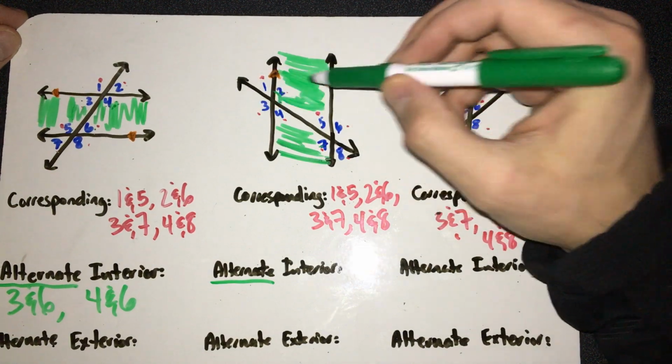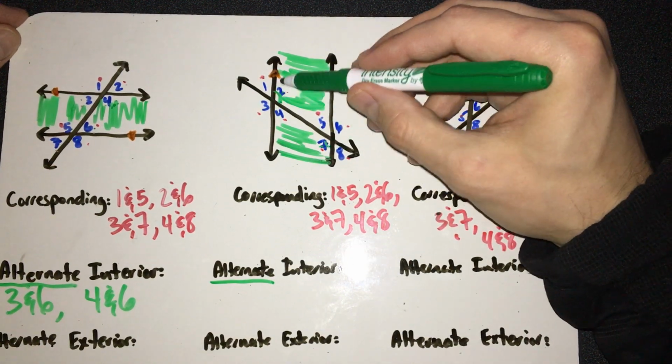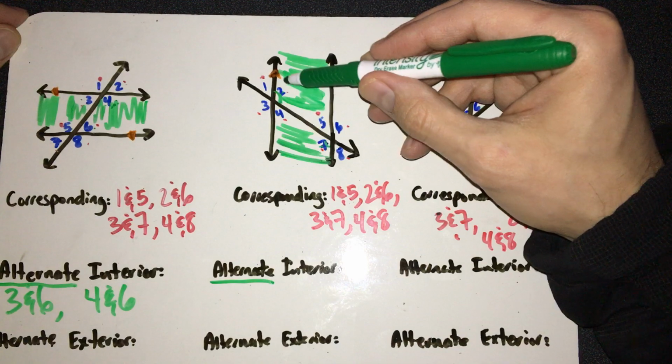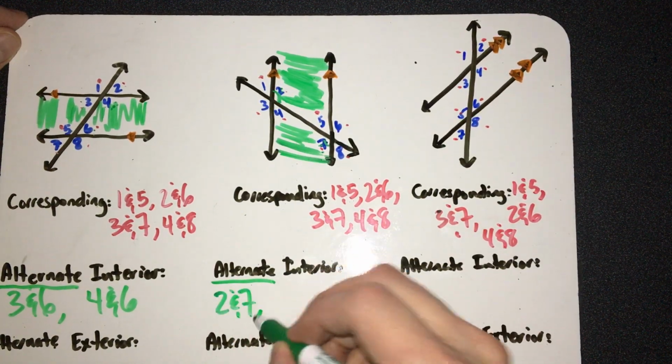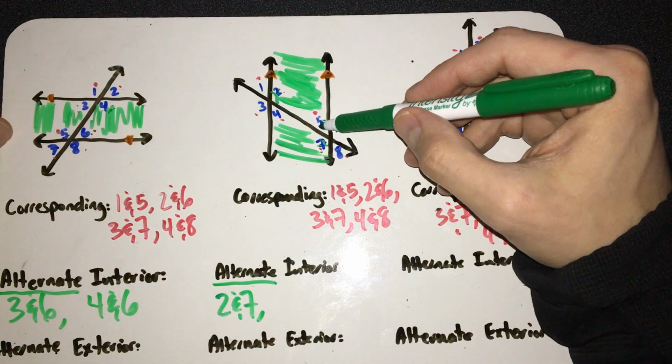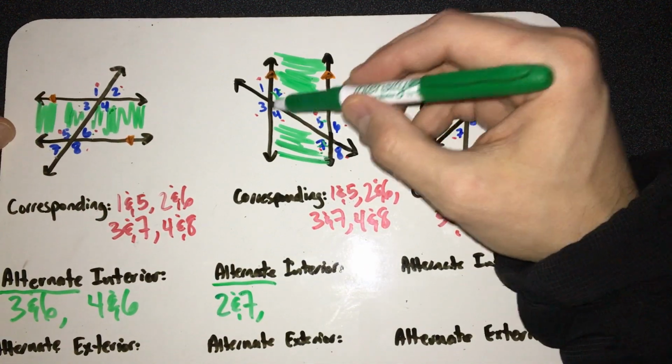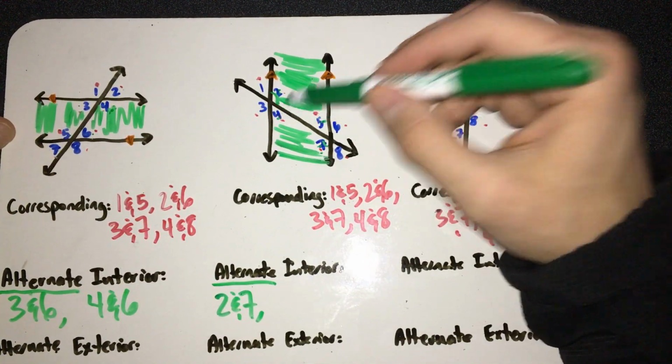So here's the 2. This is an obtuse angle, and the 7. See how the 2 is above the transversal and the 7 is down below? One from up above, one from down below. 2 and 7. And then over here, the 5, which is an acute angle, which is above the transversal, and the 4, right? The 5 is above, the 4 is down below.